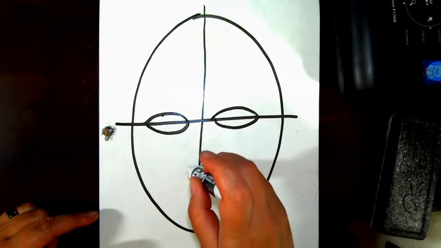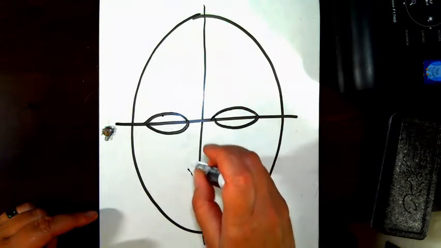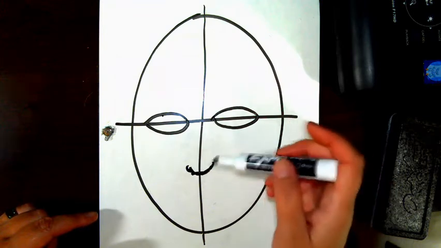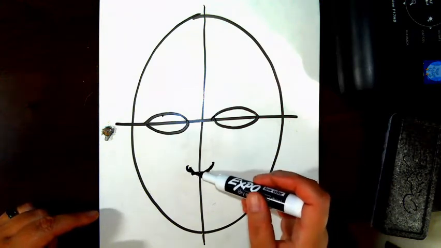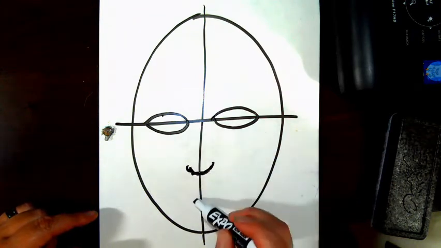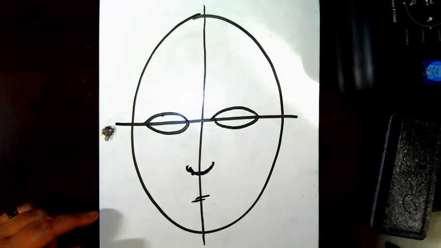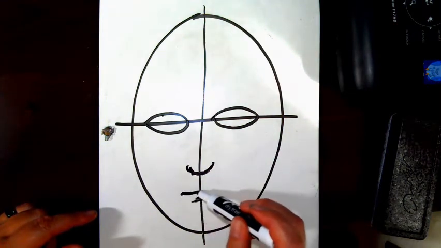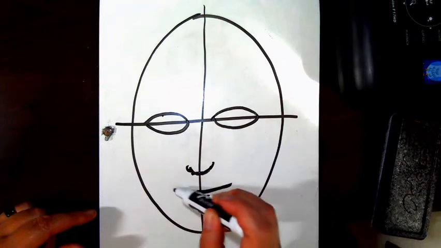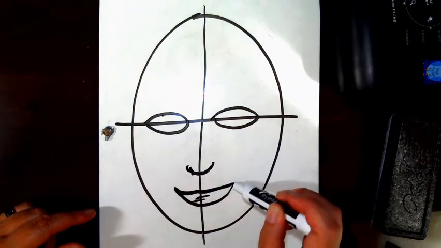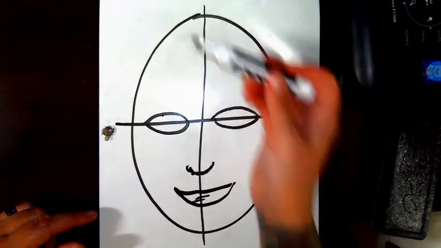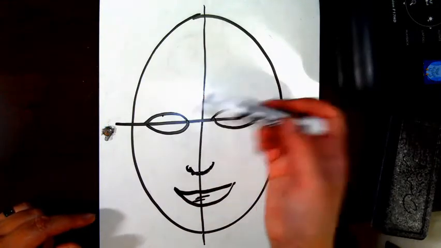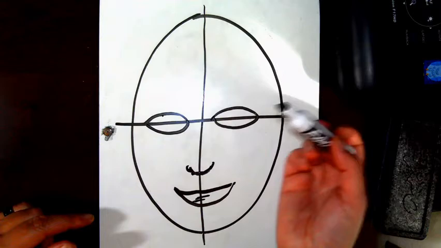And for my nose, for right now, I'm just going to do a very simple U shape. I'll worry about details later, okay? And then halfway between my nose and my chin is my mouth. So I'm just going to do a little line there. And it looks like I'm sad, and I don't want to be sad. So first of all, I'm going to draw a line up and a nice smile like this. That's pretty realistic. Those are called proportions. That's how we know basically where to put our eyes, our nose, and our mouth.